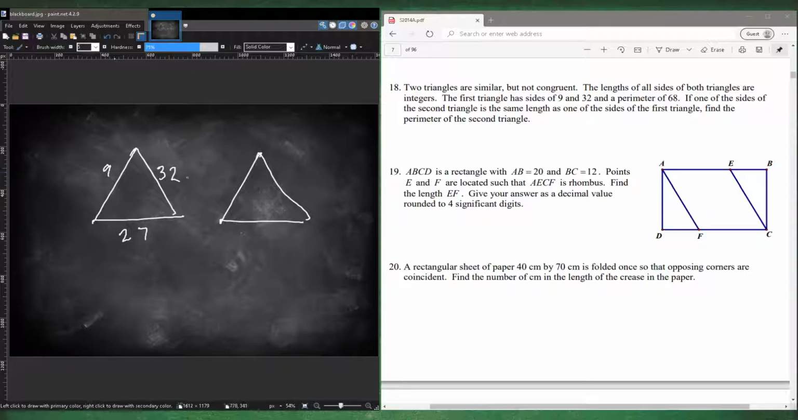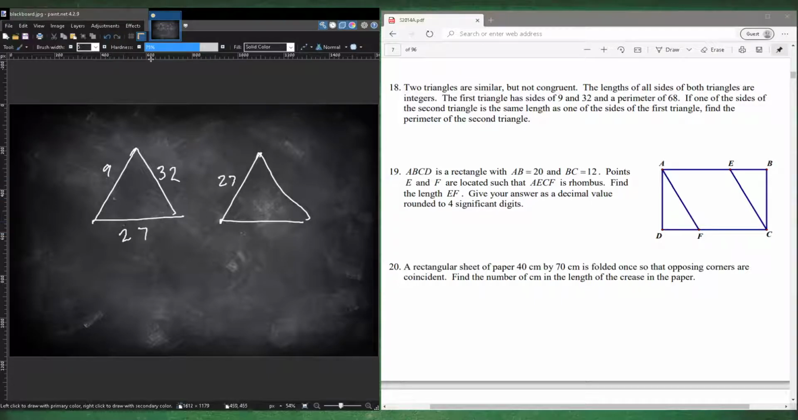9 cannot go with 9, cannot go with 32 because they're not multiples, but it could go with 27. So you put 9 here. So we need to divide by 3. So 9 divided by 3 is 3. 32 divided by 3, okay, that's not an integer, so it doesn't work. So 9 doesn't work. 32 doesn't work because there are no multiples of it. 9 and 32 are not multiples. 27 and 32 are not multiples. And 27 is a multiple of 9, so we could put that here.